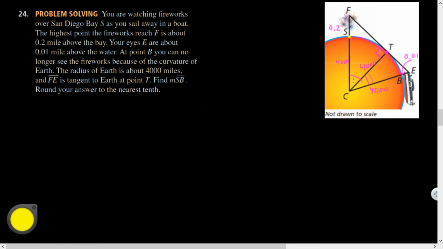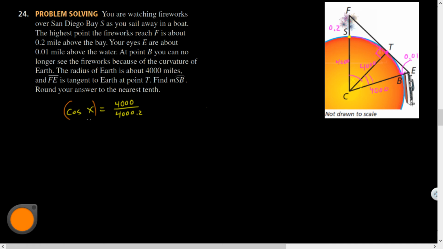So, from this angle's perspective, the acute one, angle FCT, I have the adjacent is 4,000, and the hypotenuse is 4,000.2. What trig ratio compares adjacent to hypotenuse? Cosine of, I'll call this x. So cosine of x is going to equal 4,000 over 4,000.2. And I'm going to take cos inverse of both sides.